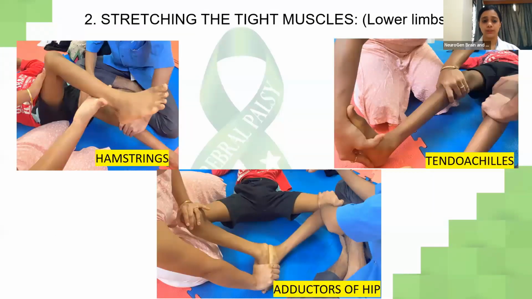These are lower limb stretches. In the first images of a child, we're giving him a hamstring stretch. If you see, this muscle is extremely tight. Tendo Achilles, this muscle we are stretching. Adductors of the hip, this muscle we are stretching.